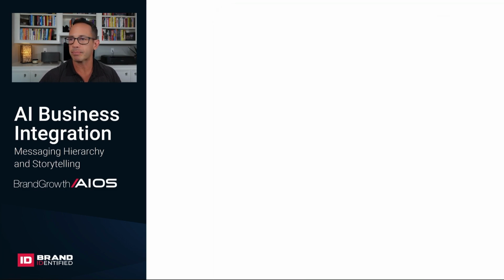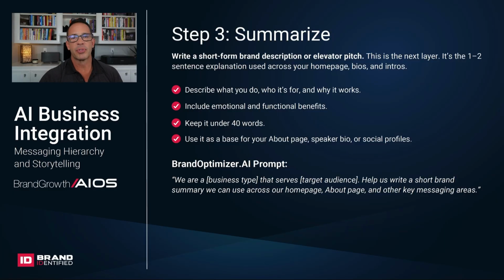So then moving forward here, step number 3 is to summarize. Write a short form brand description or an elevator pitch. This is the next layer. It's the 1 to 2 sentence explanation used across your homepage, your bios, and any introductions. So you want to describe what you do, who it's for, and why it works. You want to include emotional and functional benefits.